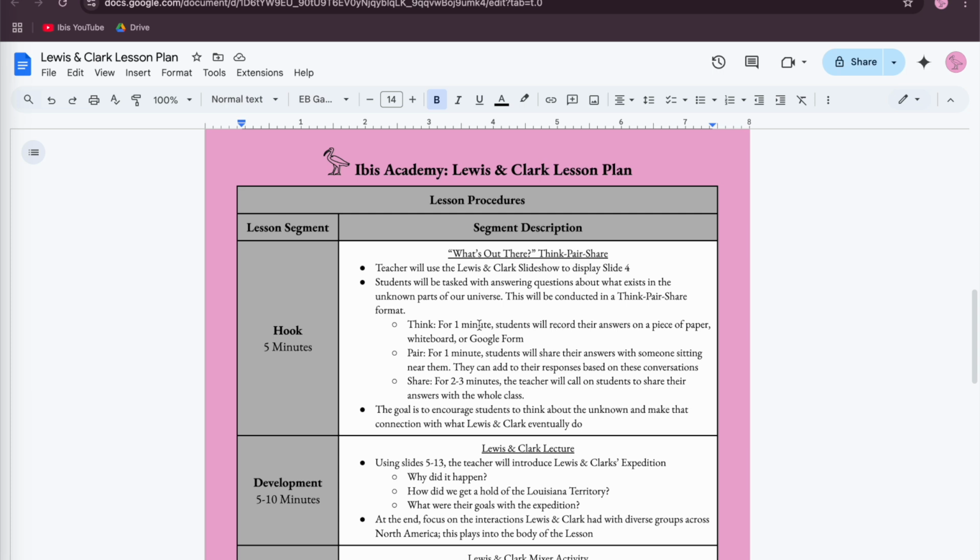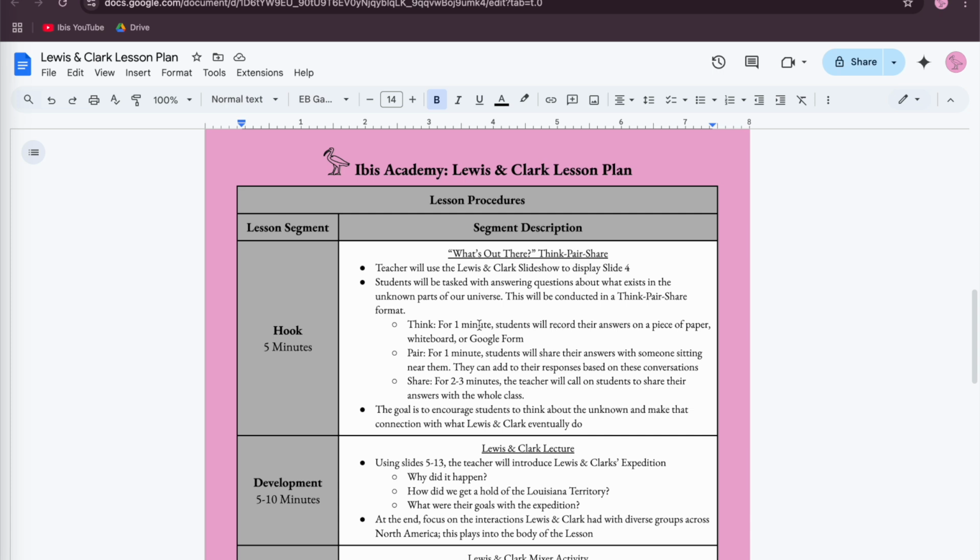Then for a minute, they will be paired up with someone sitting next to them. The teacher can make those pairs, or you can allow them to choose for themselves. They will share for 1 minute, and again, there's a timer included in the slideshow, about what they experienced and what their thoughts were. And then finally, for about 2 to 3 minutes, depending on how long you want to spend on it, you can share as a class.